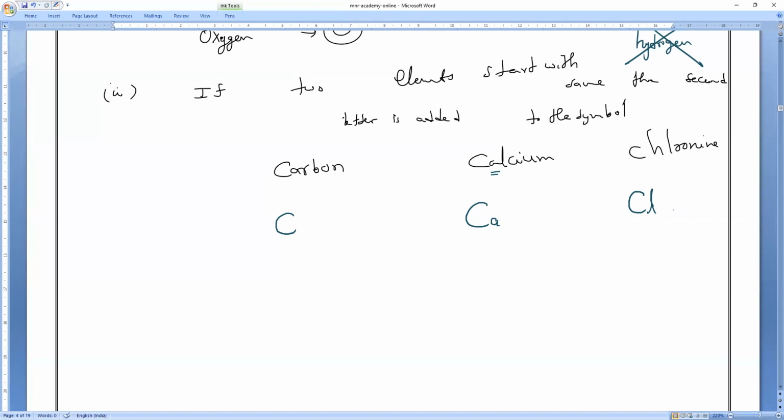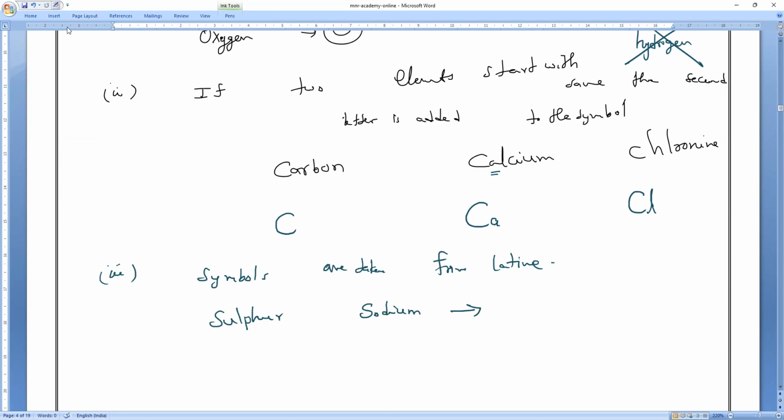Now, you have to remember rule number 3. Symbols taken from Latin. There also the same rule you have to follow. Suppose, for example, I take sodium. What is the sodium symbol? Anybody can tell me? Na. Sulfur, what is the symbol of sulfur? S, capital.